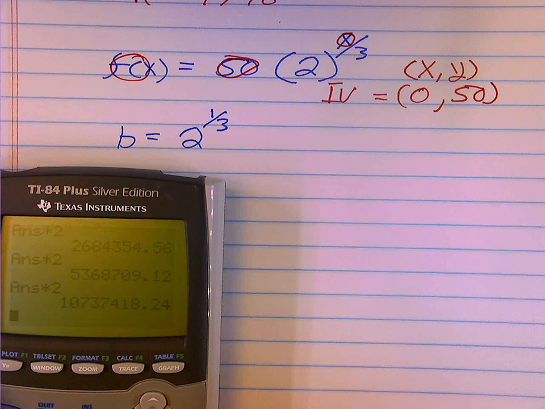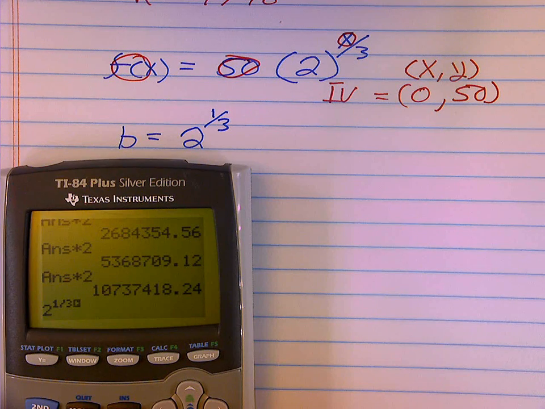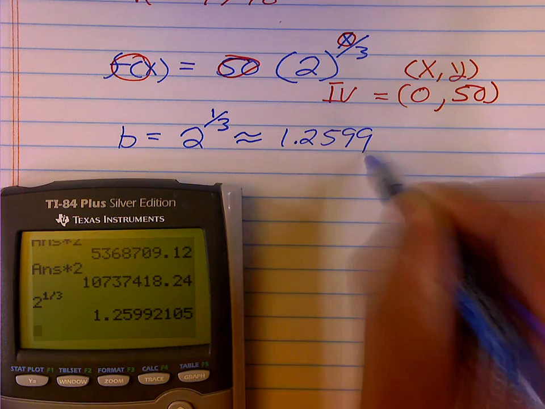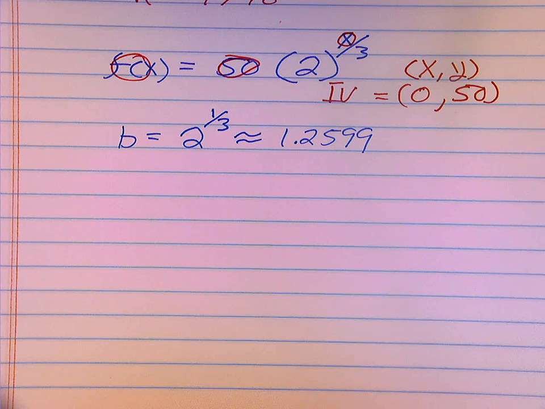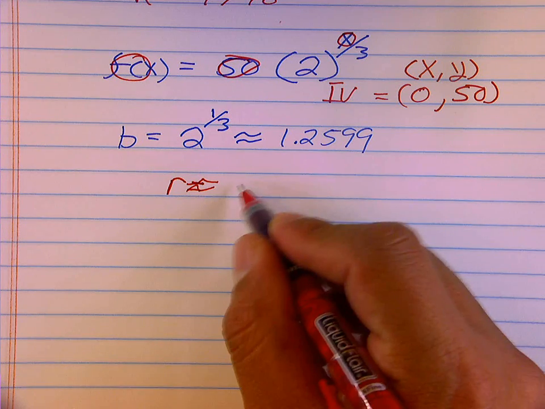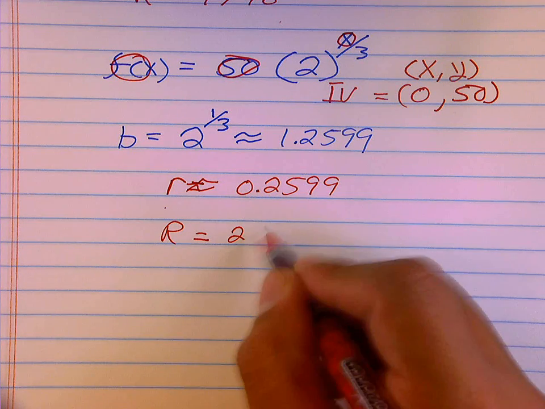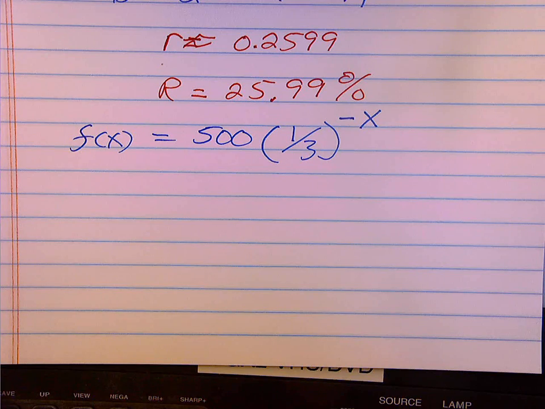I'm going to plug that in my calculator and get a decimal approximation. 2 raised to the 1/3. Your calculator may need parentheses around that if you have a caret symbol. Enter. 1.2599. So I will round 1.2599 for right now. And now I'm going to talk about my rate. My rate is the amount that this is bigger than 1, approximately, because I rounded. 0.2599, or big R, it is 25.99% bigger than 1.